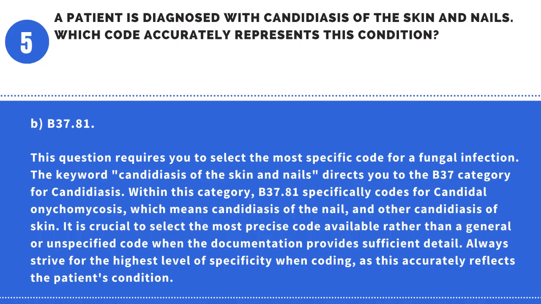The keyword "candidiasis of the skin and nails" directs you to the B37 category for candidiasis. Within this category, B37.81 specifically codes for candidal onychomycosis, which means candidiasis of the nail and other candidiasis of skin. It is crucial to select the most precise code available rather than a general or unspecified code when the documentation provides sufficient detail. Always strive for the highest level of specificity when coding, as this accurately reflects the patient's condition.